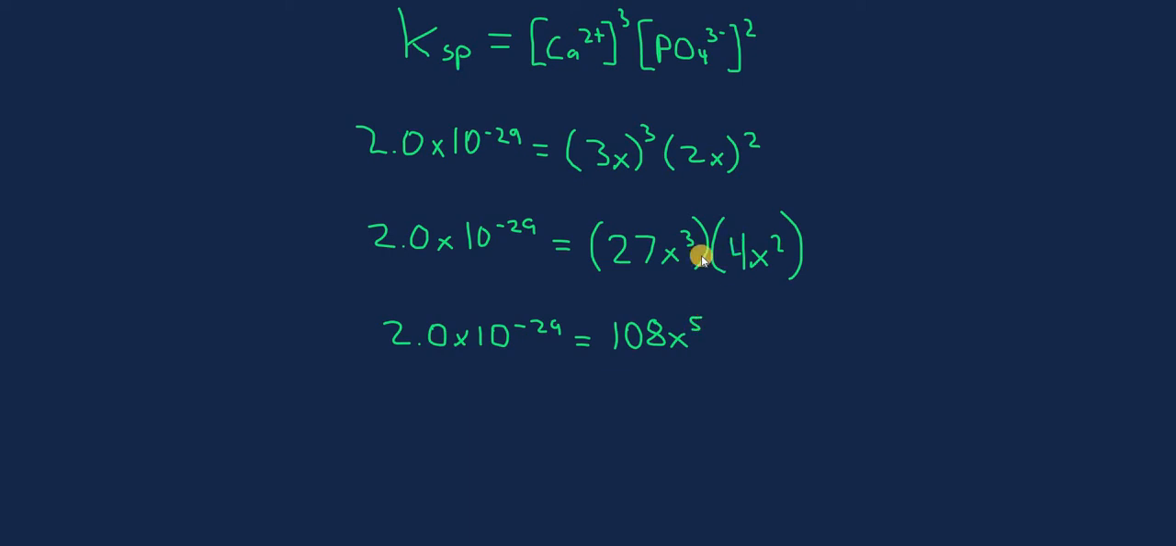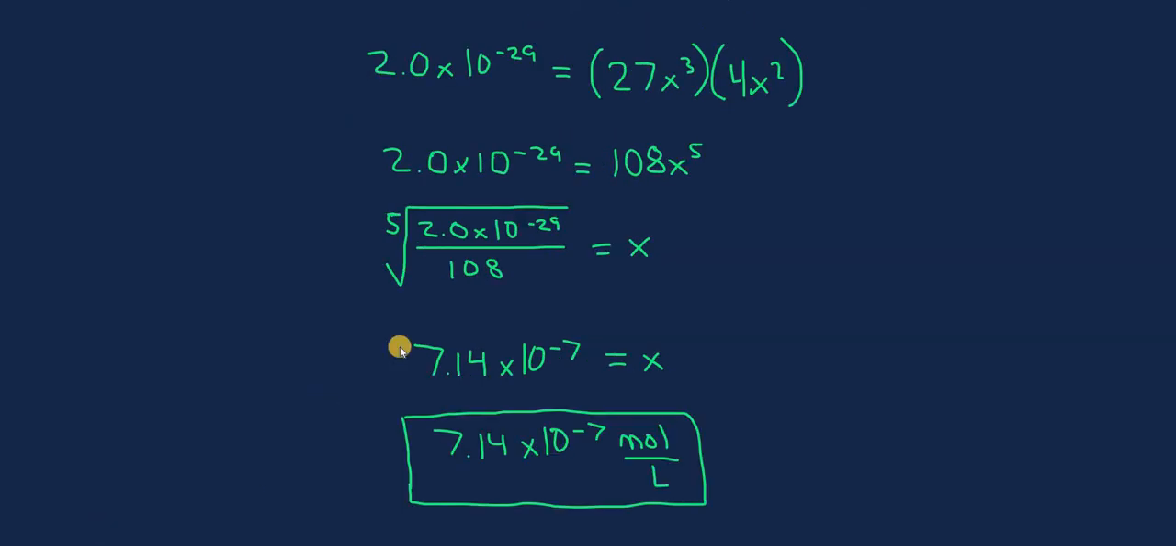And remember, when you multiply terms with exponents, you add the exponents together. So 3 plus 2 is 5. That's where the fifth power comes from. So now go ahead and divide 108 to the other side, and then take the fifth root of both sides to solve for x. So if you take the fifth root of this term, you should get 7.14 times 10 to the negative 7, which is equal to x. So for this reaction, the maximum solubility is 7.14 times 10 to the negative 7 moles per liter.